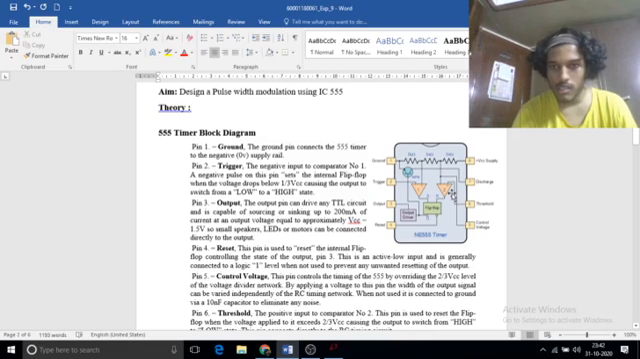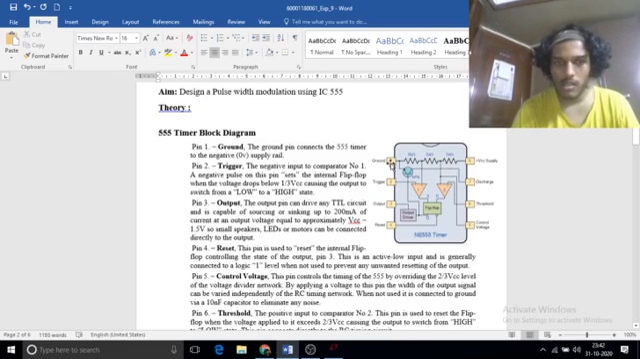This is the internal structure of an IC NE 555. As you can see, it consists of two comparators 1 and 2, one flip-flop here, and it also has an NPN transistor. The name 555 comes from these 5 kilo ohm resistors.